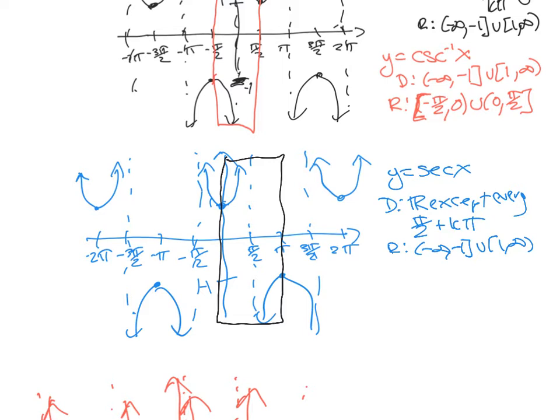And I should say that the range is going on forever, so the box is just really boxing in the domain.